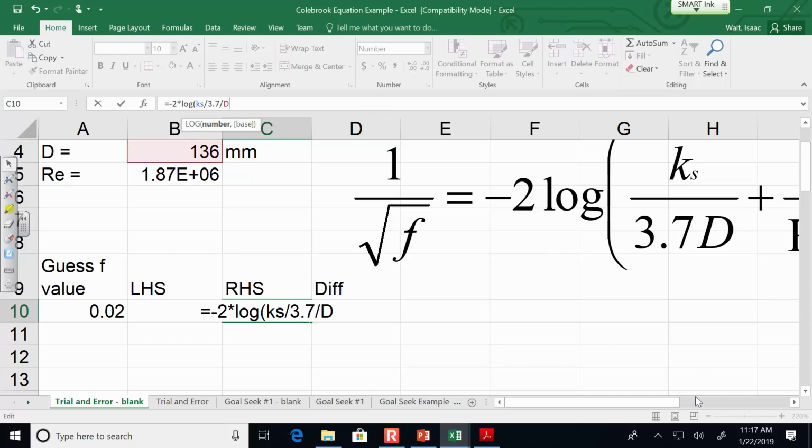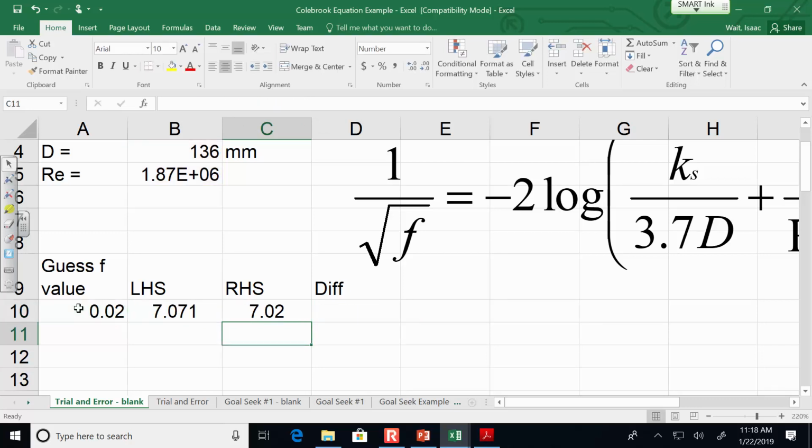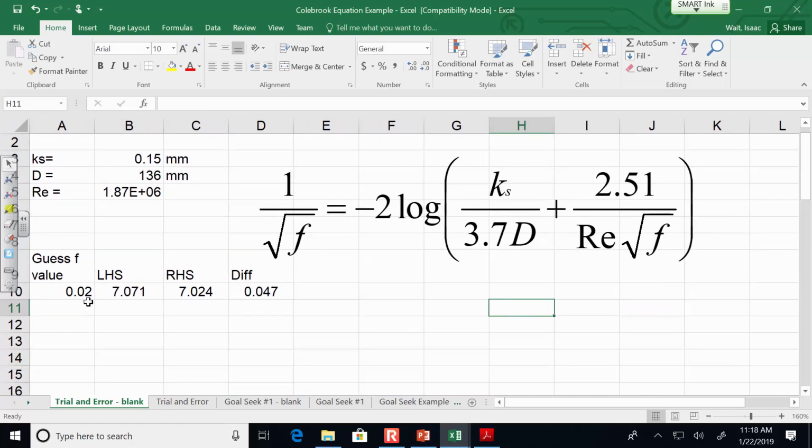Okay, so we've got that first term in the Colebrook equation. Now the second term is plus the 2.51 divided by the Reynolds number divided by the square root of the f value. All right, so now if I've put all my parentheses in the right spot, this should be 7.024. Let's show a little bit more precision there. Okay, good. And now the difference between the two is going to tell us when we have an accurate match. And we're not there yet because we want the difference to be 0. That's how we know that our guess has converged on the right number.